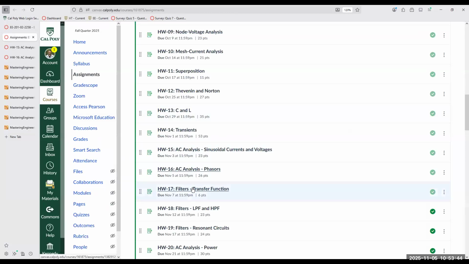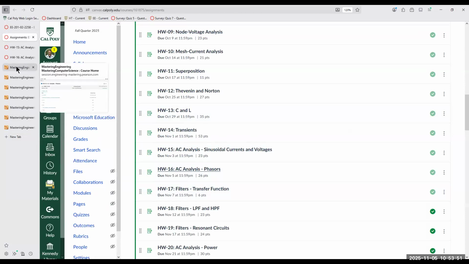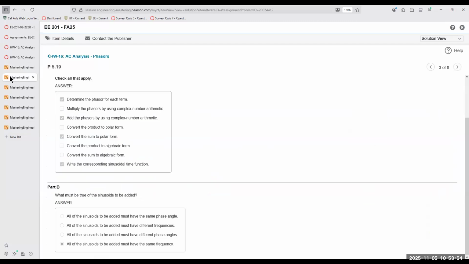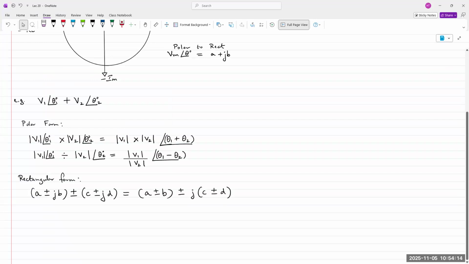There is, let's see, filters, transfer functions. And finally, power. Any other questions about the homework? Yeah. You want more? I mean, I can design more. 20 homework is plenty in a 10-week quarter.